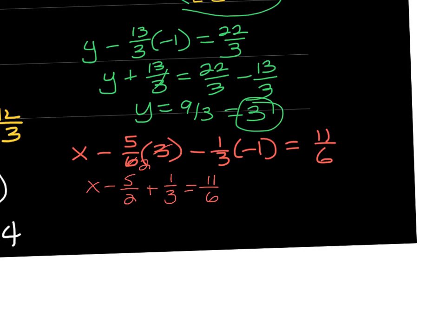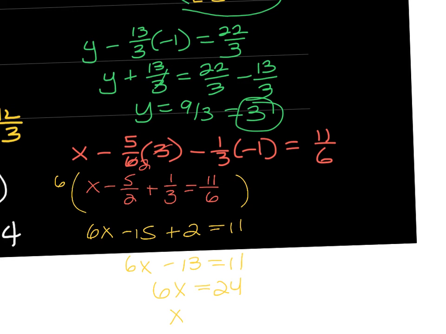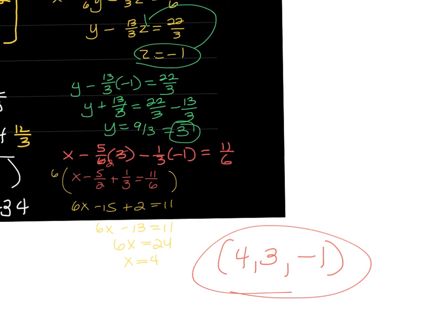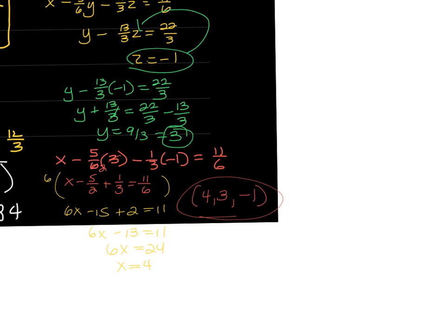And then I can actually change them all so they multiply by 6. This would be 6x. That would be 3 times 5, 15, plus 3 times 6 is 2, equals 11. 6x minus 13 equals 11. 6x equals 24. And x equals 4. And there's my completed system. 4, 3, -1. So that would be your Gaussian elimination with back substitution.